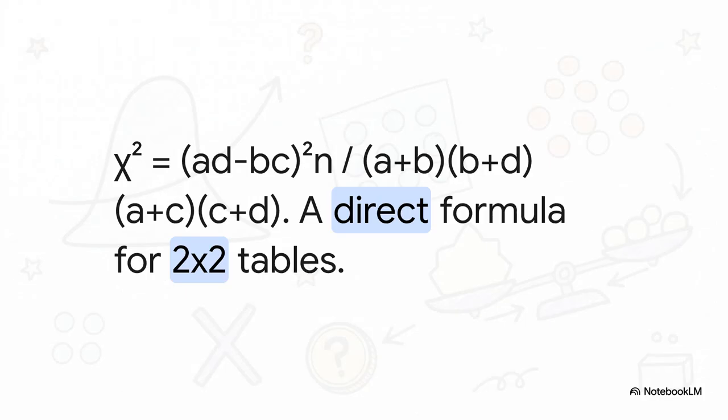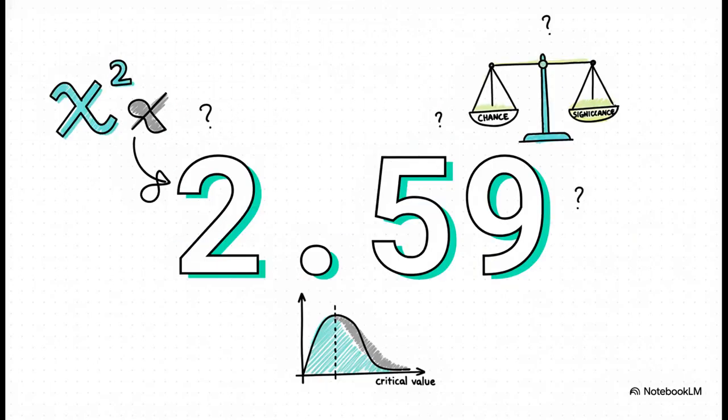Now, we could go through that whole process of calculating expected values like we did before, but for a simple 2x2 table like this one, there's actually a handy shortcut formula. It just uses the values in the 4 main cells, which we label A, B, C, and D, and lets you calculate the chi-square value directly. It's a real time saver. After we plug our numbers from the table into that formula, we get a chi-square value of 2.59. And just like before, this number is kind of floating in space. We need to know, is this a big enough number to suggest there's a real link between temperature and appearance?